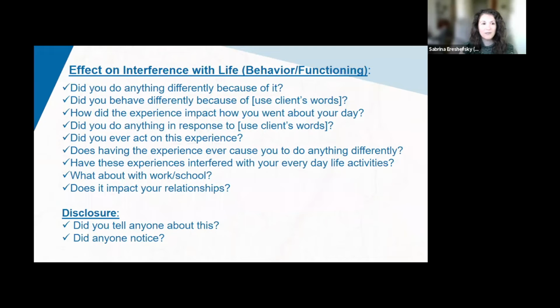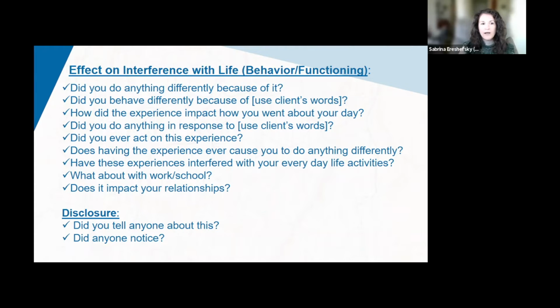We want to also get an idea of the impact and the effect and interference on an individual's life. So this is kind of getting at our impact on behavior and functioning. Did they do anything differently because of this experience? How did the experience impact how they went about their day? Did they do anything in response to the experience? Does having the experience ever cause you to do anything differently? You can see there's multiple iterations of the same type of question. You can just get a feel for what is the best one for you and kind of have that in your pocket as you're asking these questions.